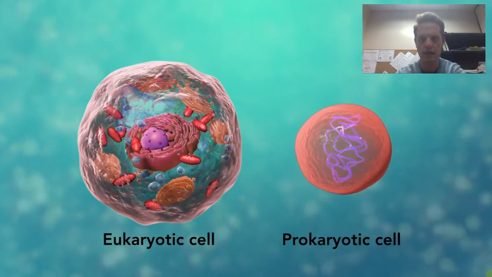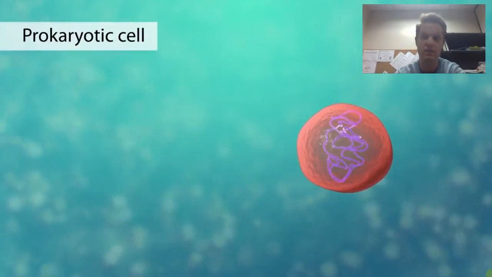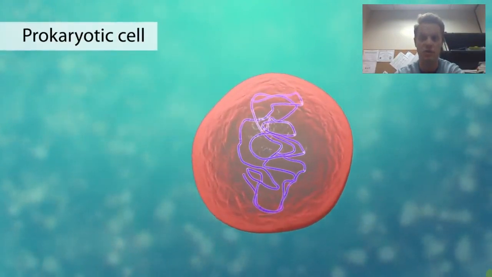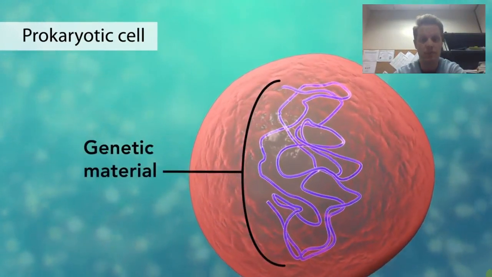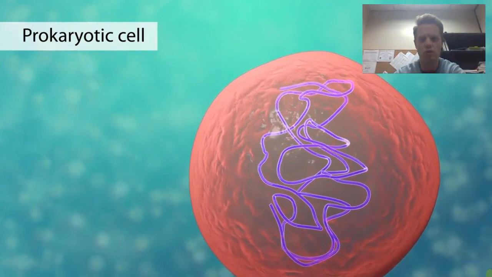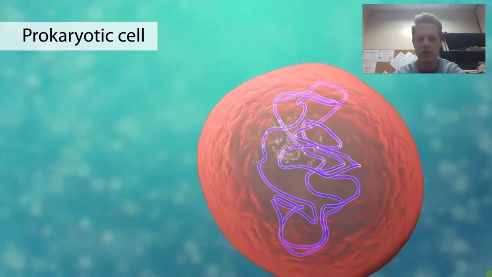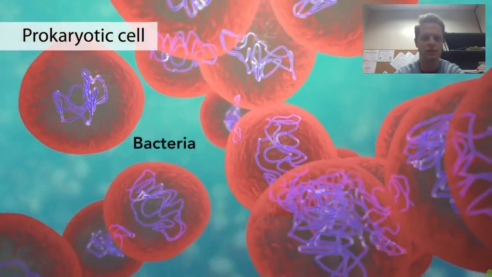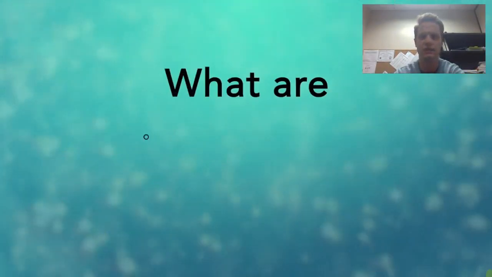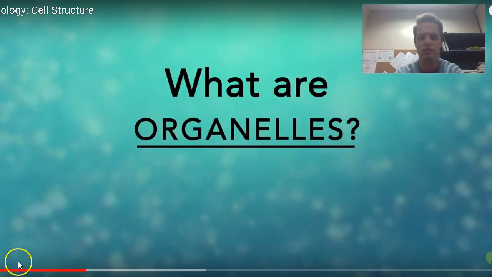Prokaryotic cells are simple cells, and prokaryotic cells actually make up the majority of the cells in the world. And the majority of the cells are actually very, very simple. They just have genetic material, no nucleus, just a simple cellular membrane. They're known as unicellular, not multicellular. Eukaryotic cells can be multicellular, and bacteria are unicellular.